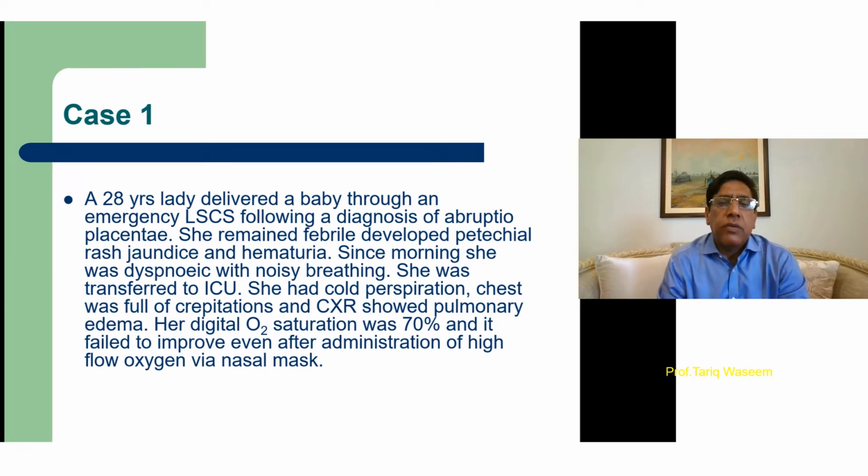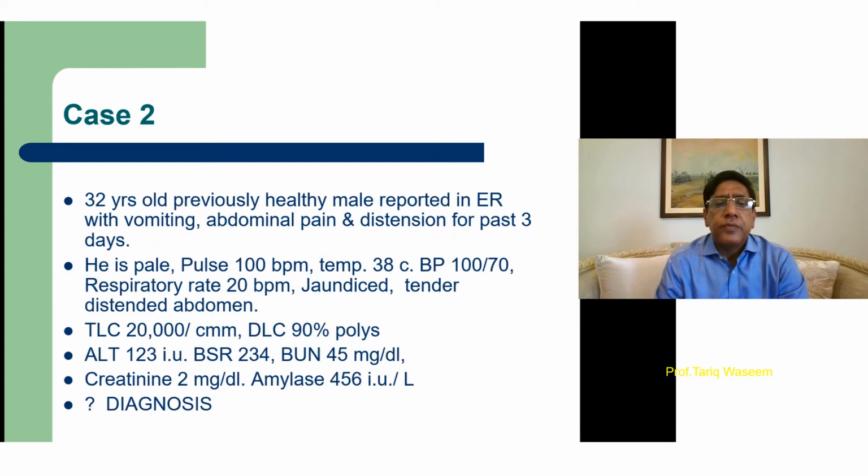At that time, she was having very cold skin and perspiration. Chest was full of crepitations, and chest X-ray showed multiple fluffy shadowings consistent with pulmonary edema. When we checked her oxygen saturation through pulse oximeter, it was 70% at room air, and it failed to improve even when high flow oxygen through nasal mask was given. Now, this is a scenario where a lady underwent a surgical procedure, and this got complicated by some multi-organ involvement, and finally, the last thing which happened was an acute respiratory distress in this lady.